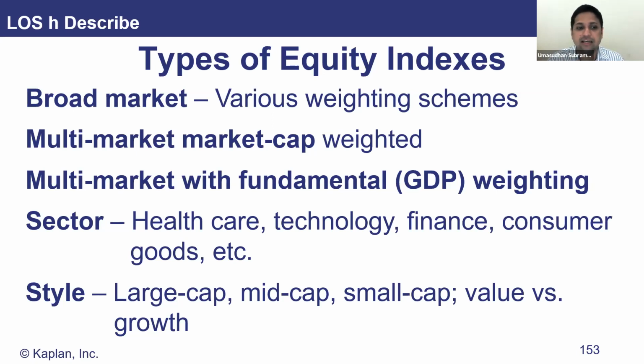There are sector-wise indices: healthcare, technology, finance, consumer goods. So you can look at which industries have increased during a period, which have gone down. Style indices, you can have a large cap index. In that index, the constituents will be large cap companies, mid cap companies, or medium sized companies, and small cap companies. So you can construct an index consisting only of small cap stocks. You can create an index only with mid cap stocks, or you can look at a value versus growth stocks index.